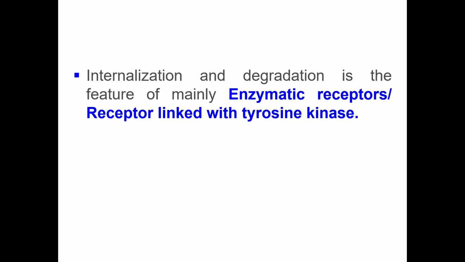Now coming to the third question: internalization and degradation, that is a feature of mainly... Here I have stressed the word mainly. Though I have shown you the example of the beta receptor, it is mainly the feature of enzymatic receptors, or receptors linked with tyrosine kinase, by which the insulin acts. So if this word is there, if it is a one-liner question, then you have to write this answer. But if you get this question in MCQ form, then depending on the choice, if this is given, you have to take this one. If this is not given, the beta receptor of G protein coupled receptor also shows this feature.